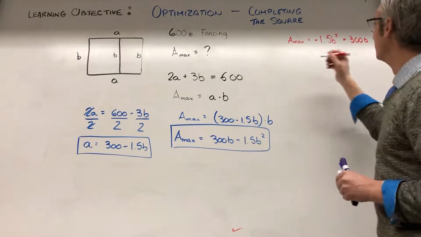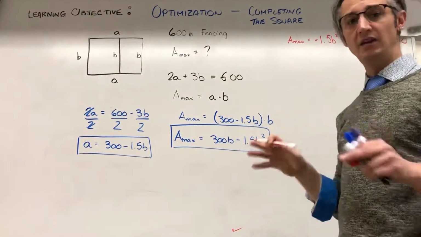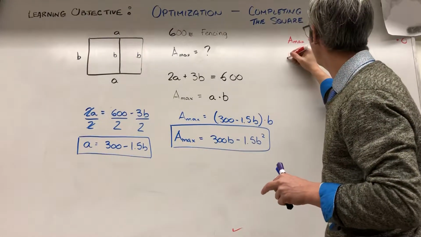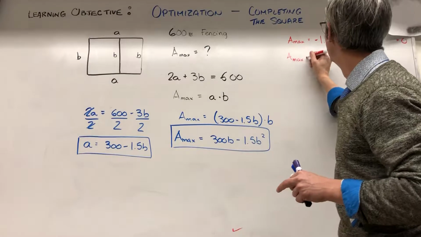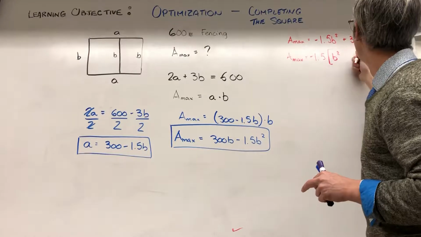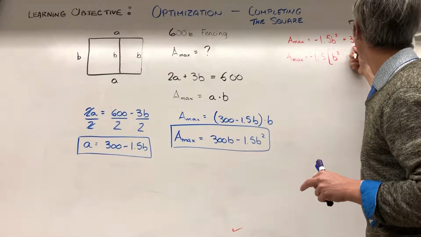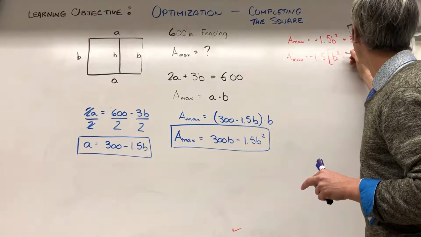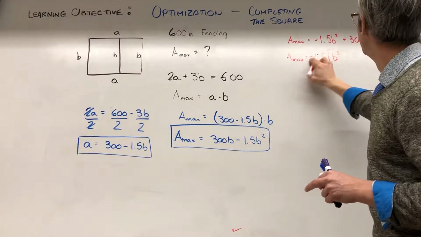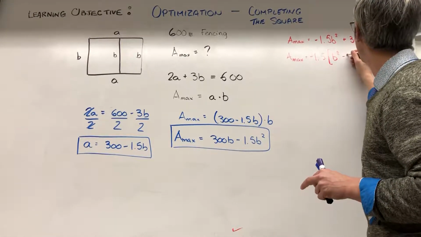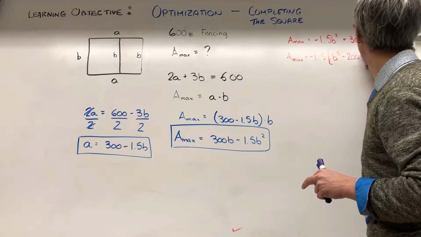Plus 0. Again, I don't want anything in front of my squared term, my B squared there, so I'm going to pull out a negative 1.5. I get A max is equal to negative 1.5 times (B squared, now what multiplied by 1.5 gives 300? I'm thinking it's 200 times 1.5. It has to be negative, because what times what gives positive 300? Negative 200B.